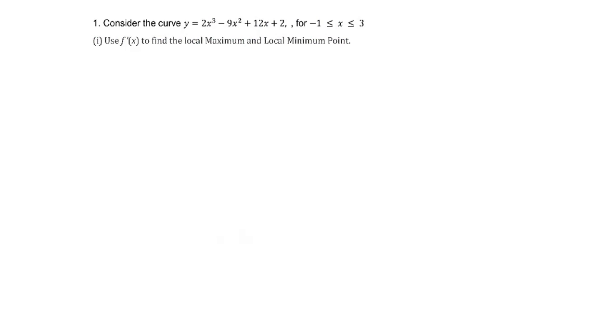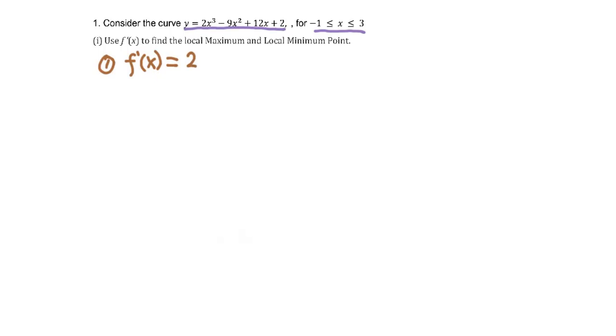Now let's go to number 1. Consider the curve f of x equals 2x cubed minus 9x squared plus 12x plus 2. The domain is between -1 and 3. Use the first derivative to find the local maximum and local minimum points. We have to use the power rule to figure out the derivative.